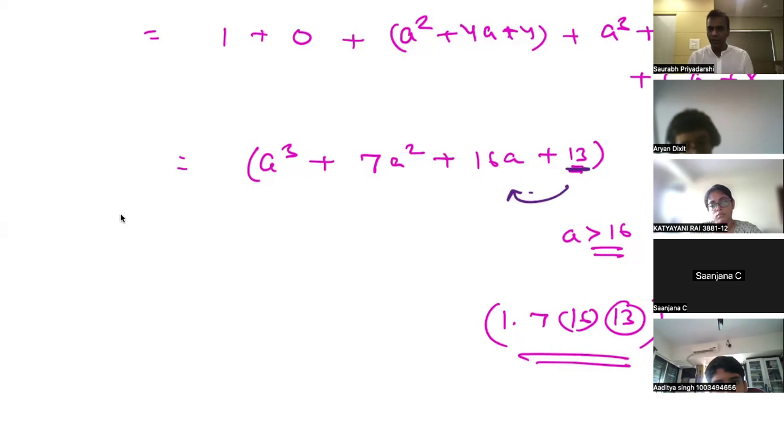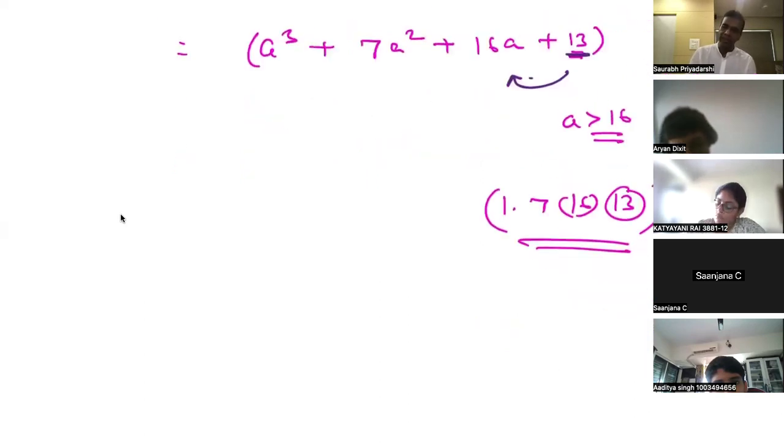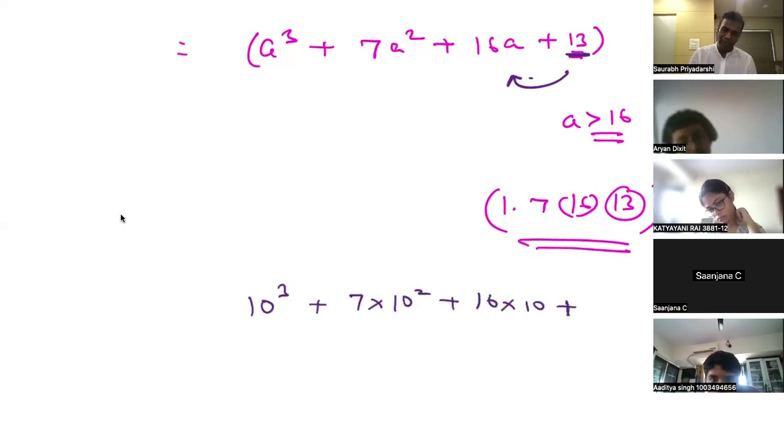What I'm saying now: let A be a number, it may be 9, maybe 10. Let me take base 10 for simplicity. If A is 10, you can see this as 10 cube, 7 into 10 square plus 16 into 10 plus 13.